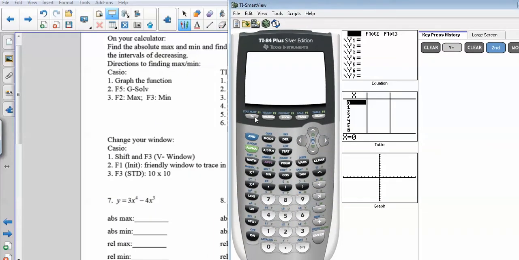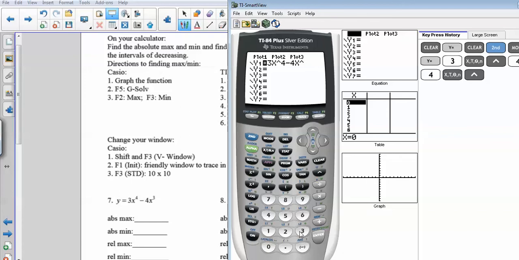And I want to graph y equals 3x to the 4th minus 4x to the 3rd. And if I press graph, I can kind of see the graph there.